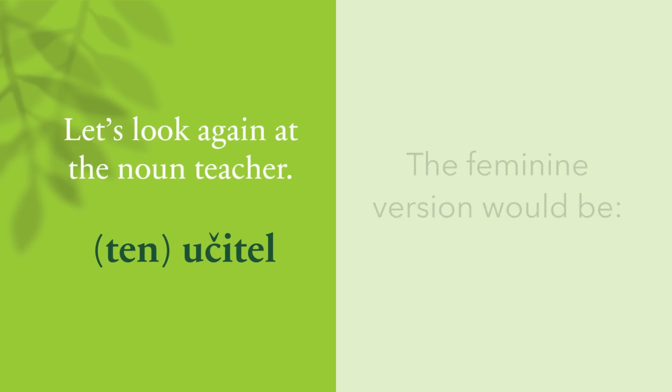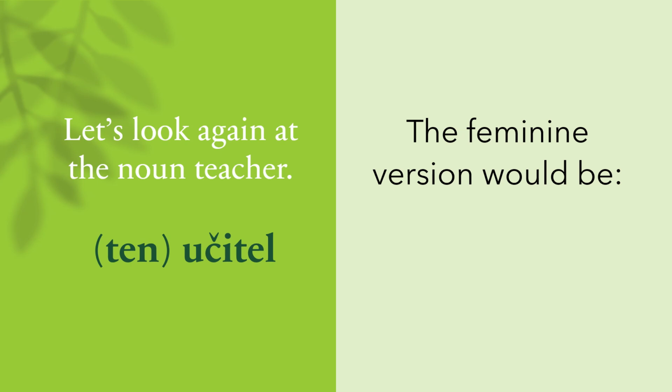Let's look again at the noun teacher. In Czech, teacher is učitel. The masculine version, ten učitel. There is a feminine version of the same noun, and it would be ta učitelka. As you can see, the noun is different for the masculine gender and the feminine gender. Učitel would be the masculine noun, učitelka, the feminine noun.